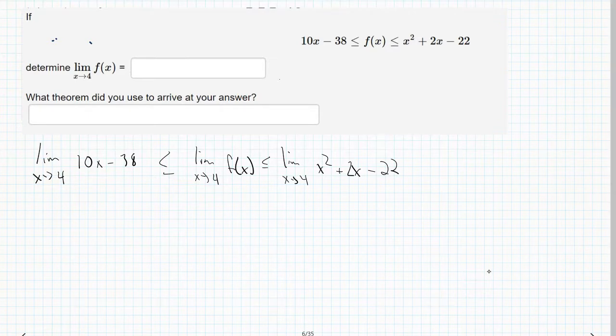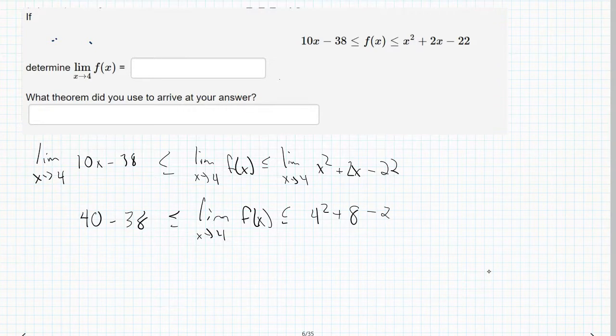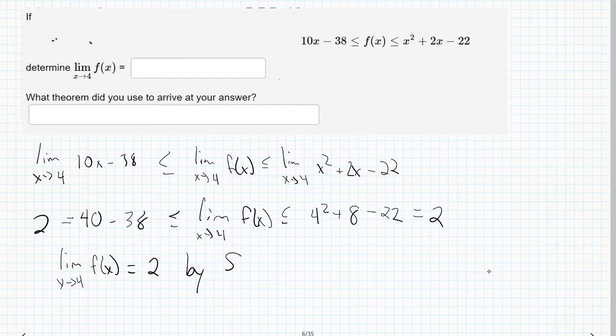So now, plugging that in, what do we have? So this would make 40 minus 38 is less than or equal to that limit as x approaches 4 of f of x, and this would be less than or equal to 4 squared plus 8 minus 22. And so notice our left hand side is 2, our right hand side 16 plus 8 is 24 minus 22 is also 2. So we have the limit as x approaches 4 of f of x is between 2 and 2, so that means the limit as x approaches 4 of f of x must equal 2, and the reason why is by the squeeze theorem.